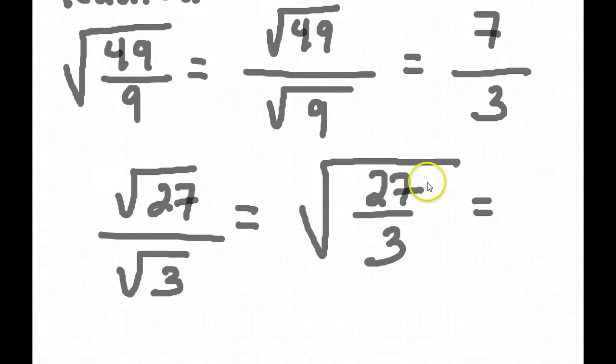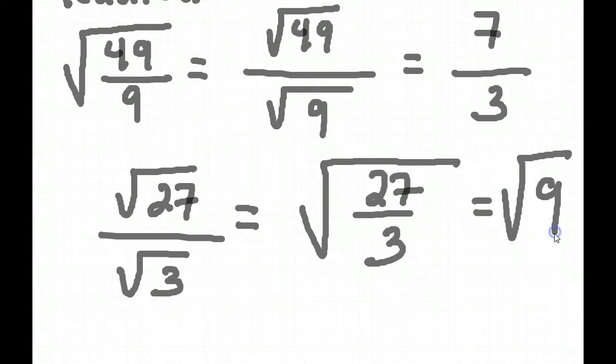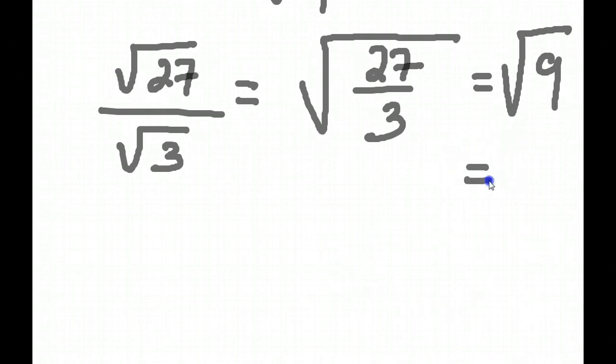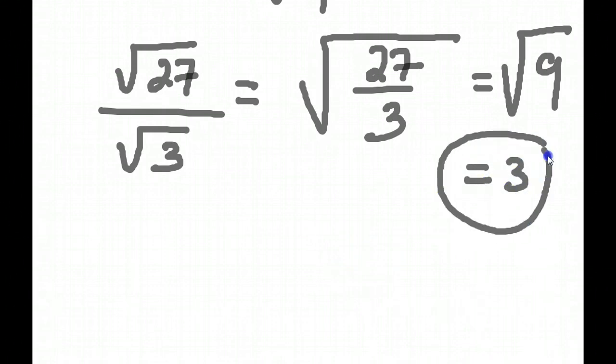But we haven't taken the square root of it. So now what we have is the square root of 9, because we did the division 27 divided by 3. And we all know the square root of 9 is 3. So we can say the square root of 27 over the square root of 3 equals 3, or the square root of 27 divided by the square root of 3 equals 3.